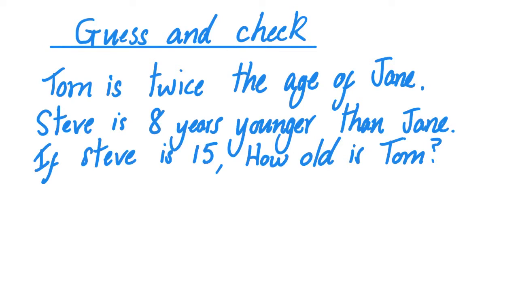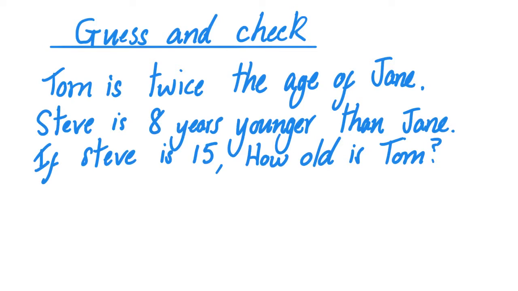Today we're looking at the guess and check method to solve problems. Here's a typical question that we can use for guess and check. Tom is twice the age of Jane. Steve is 8 years younger than Jane. If Steve is 15, how old is Tom?